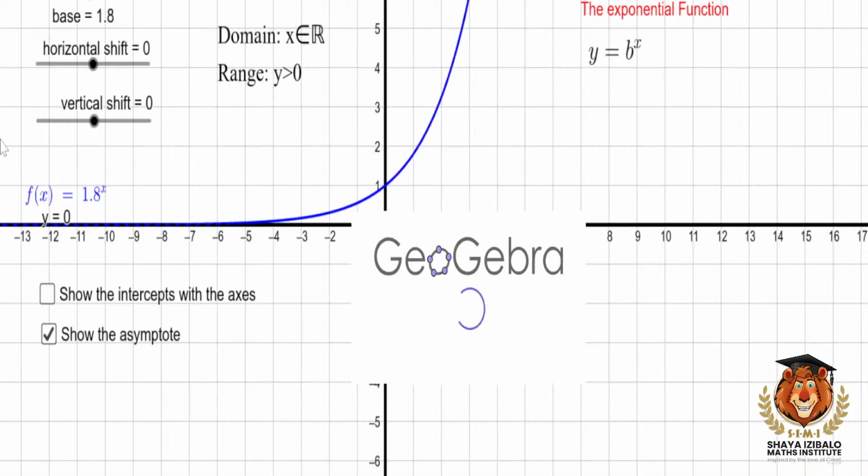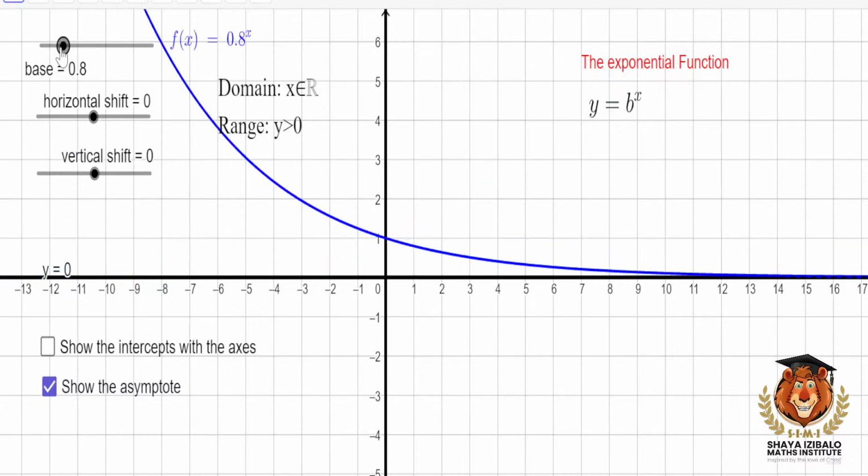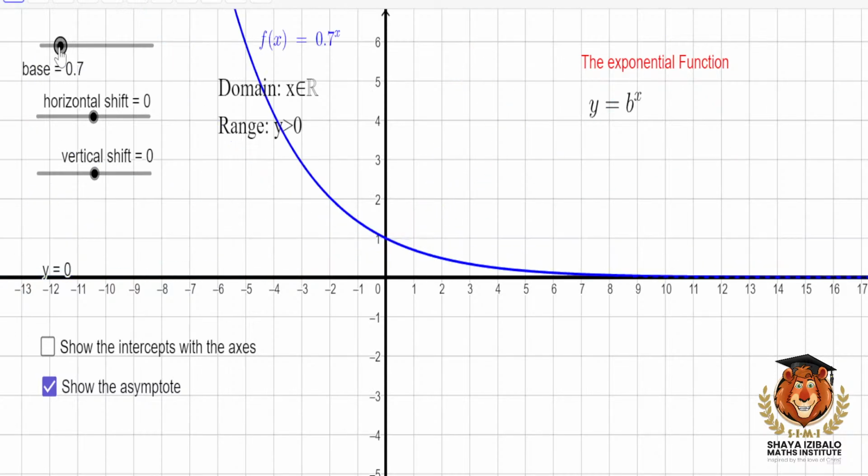The next one, the exponential graph, and we spoke about it. We said basically it's all about the base. Notice that if the base is bigger than 1, the graph goes uphill. If the base is less than 1, the graph goes downhill. Notice at the moment that the domain is x can be anything. It goes as far left and right as we like. Range, y bigger than 0.